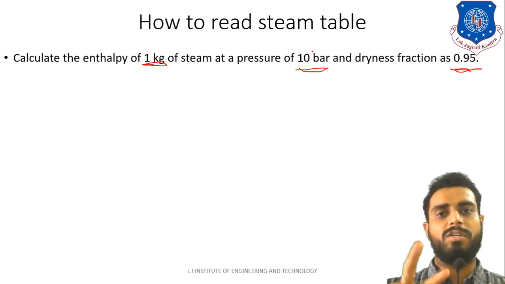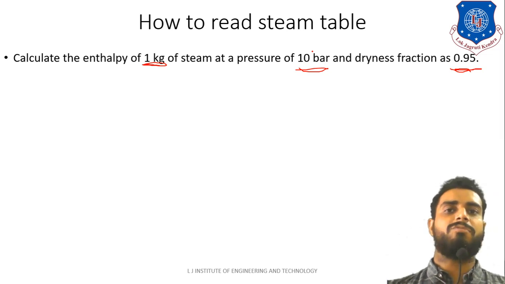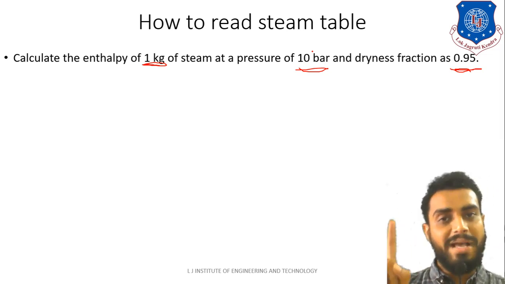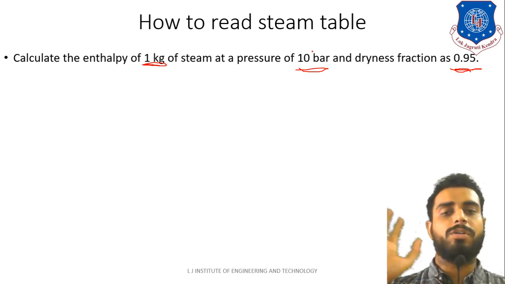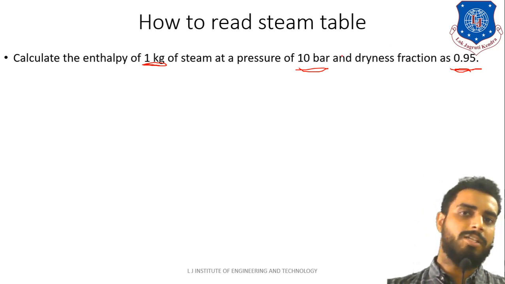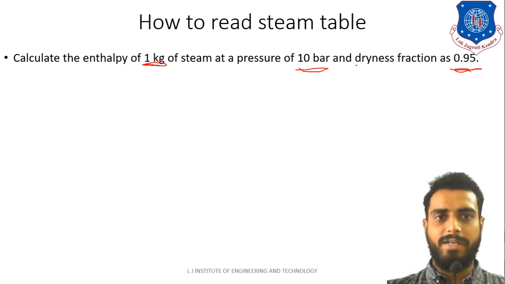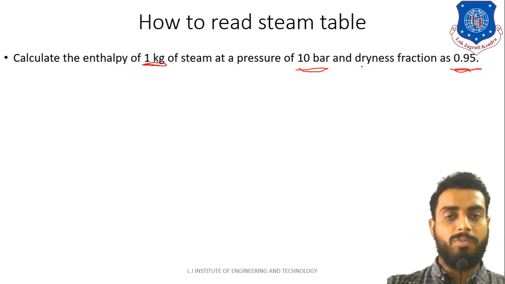So you should know the standard conversion between bar and pascal. What is the conversion? 1 bar is equal to 10 raised to 5 pascal, or 100 kilopascal. You should remember that. 10 bar is equal to how much? 10 raised to 6 pascal, or 1000 kilopascal, right? The dryness fraction is given as 0.95. Let us find the enthalpy of the steam using the steam table. Keep a steam table with you, because if you have any thermodynamics book, at the end of that book you will find the steam table.